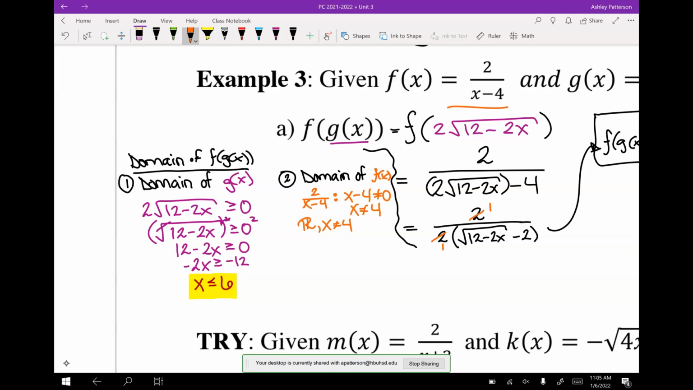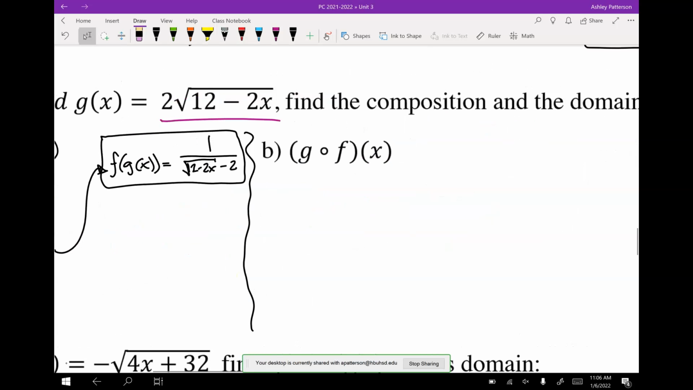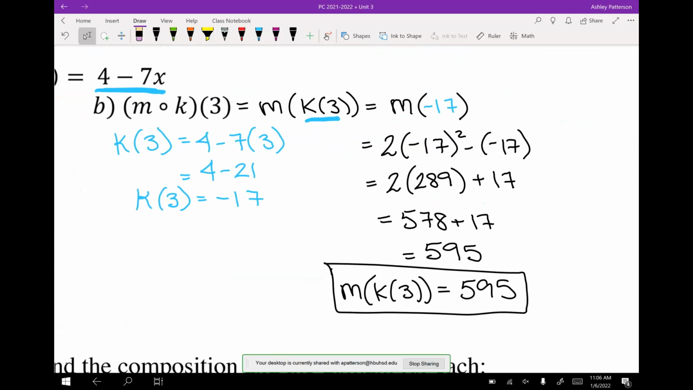So step 1, find the domain of the inside function. Step 2, find restrictions on the outside function. We found one. We have a restriction that x can't equal 4. Well, pause for me for 1 second and look up at example 2b. And I need you guys to buy in with me on this one, okay?